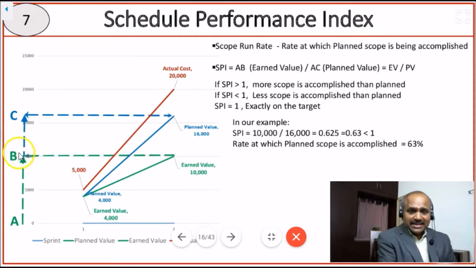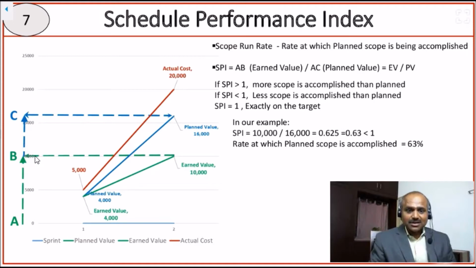So AB, if you see the green bar here, the cumulative cost, AB is what we have completed, whereas AC is what we have planned. So we achieved AB out of AC, because AC on the y-axis says the planned value. AB on the y-axis is the earned value. So AB by AC, that means earned value by planned value, is the scope run rate we achieved. So my dear friends, what I wanted to convey is that the scope run rate, that means the rate at which the planned scope is being accomplished, is earned value by planned value. That's why the schedule performance index is earned value by planned value.